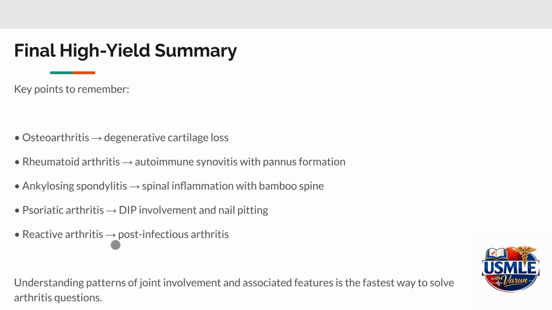Let us summarize the most important concepts from this lecture. Osteoarthritis results from degenerative loss of articular cartilage. Rheumatoid arthritis results from autoimmune inflammation of the synovium with pannus formation. Ankylosing spondylitis involves inflammation of the spine leading to bamboo spine formation. Psoriatic arthritis often involves distal interphalangeal joints and nail changes. Reactive arthritis occurs after infection and typically affects lower limb joints. Understanding patterns of joint involvement and associated clinical features is the fastest way to answer arthritis questions in any exam.